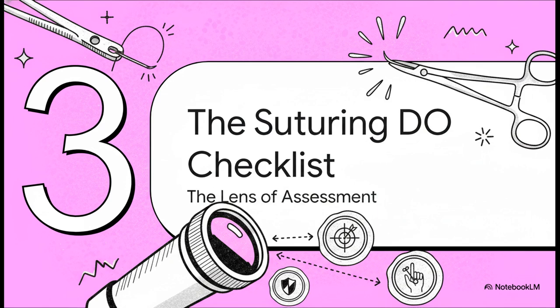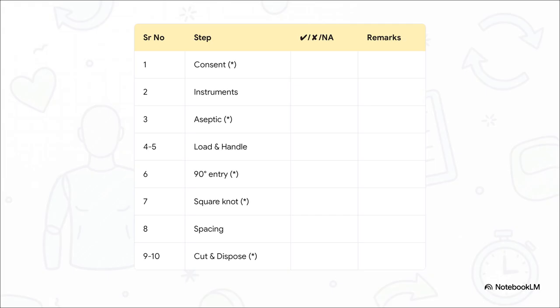This is the objective tool that focuses our evaluation purely on safety, precision, and technique. Just take a look at the simplicity of this rubric. You'll be using this exact layout to evaluate students in real time. It's just 4 simple columns. You've got the step number, the specific action, a straightforward check, cross, or not applicable, and a spot for remarks. This binary approach, like did they do it or did they not, completely removes the subjectivity, and it maps perfectly one-to-one with the 10 steps we just deconstructed.